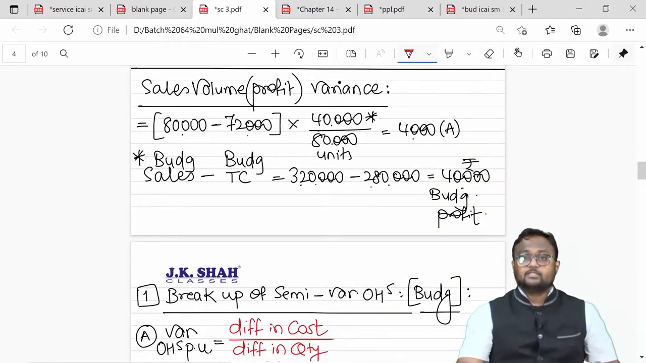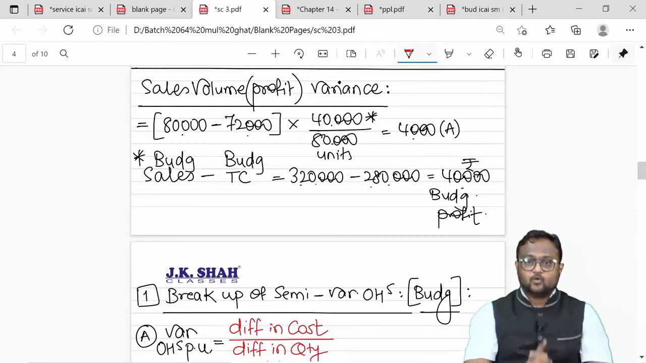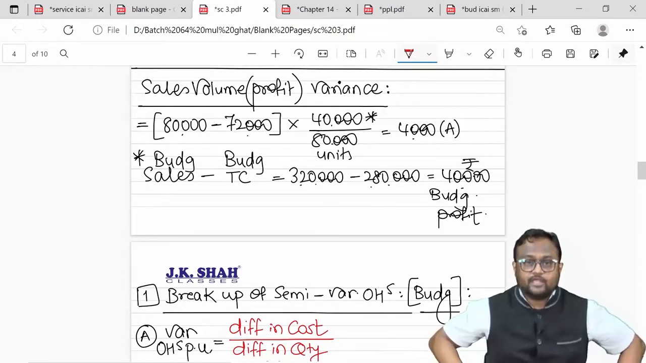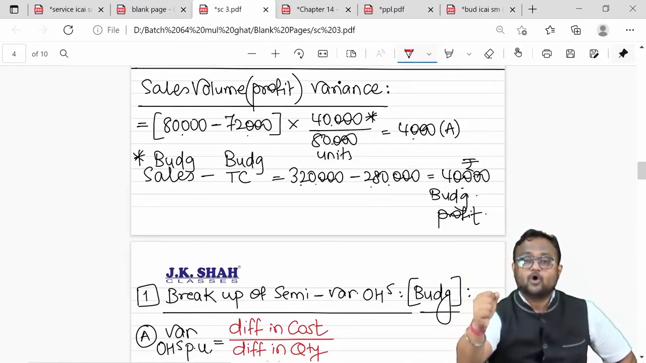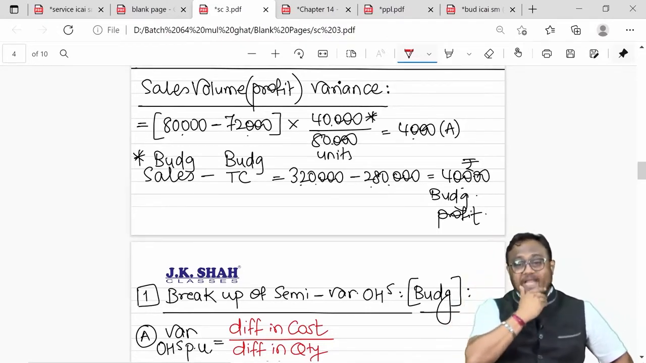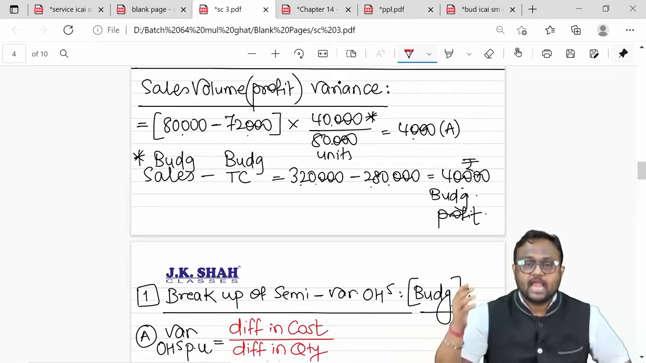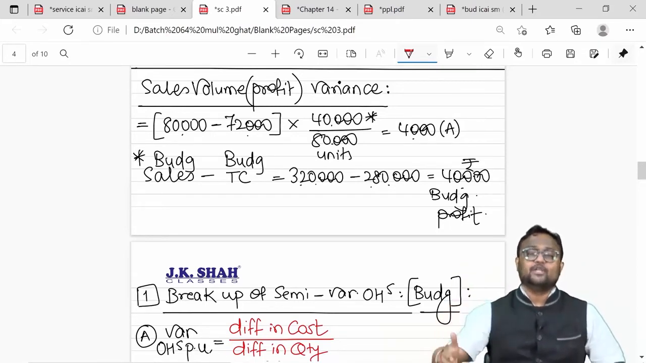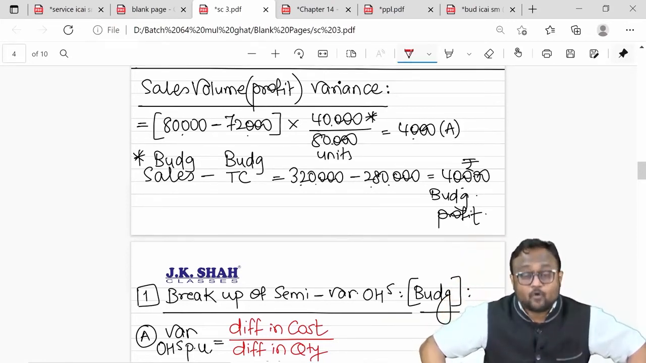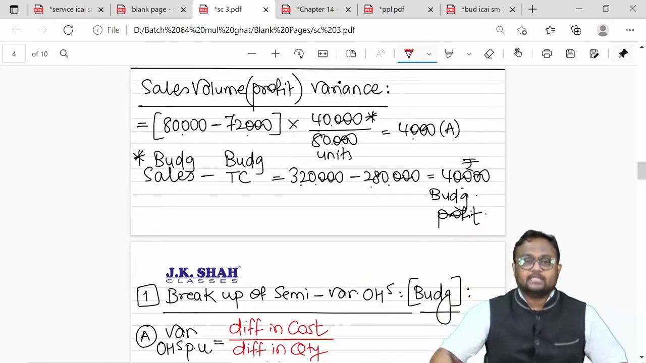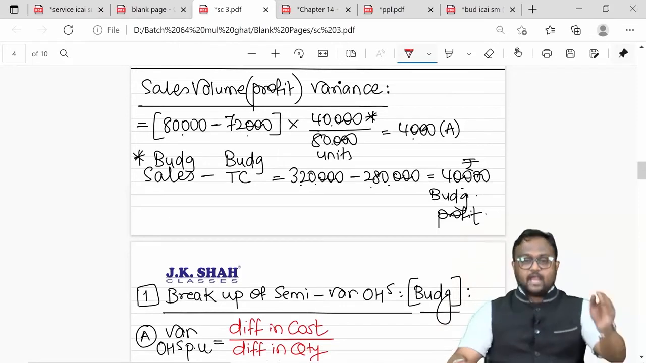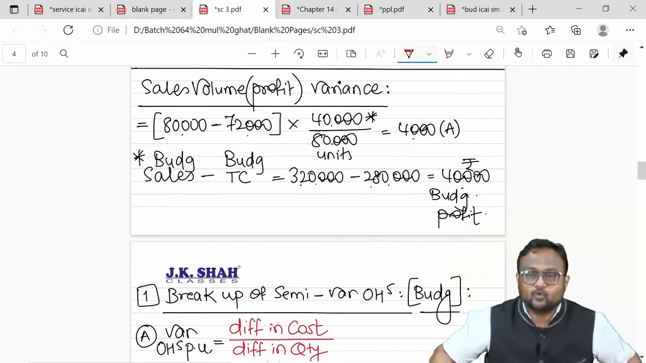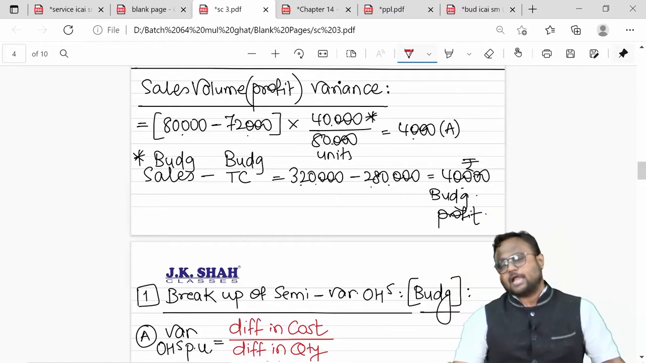Sales volume variance analyzes the impact of variation in quantity on sales. But sales volume profit variance wants to analyze the impact of volume variance on profit. So 80,000 quantity was expected to be sold, 72,000 units were actually sold.